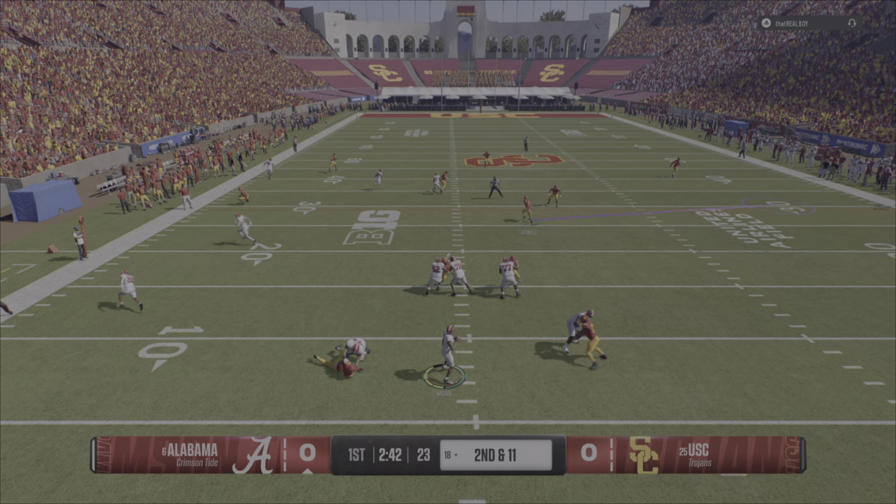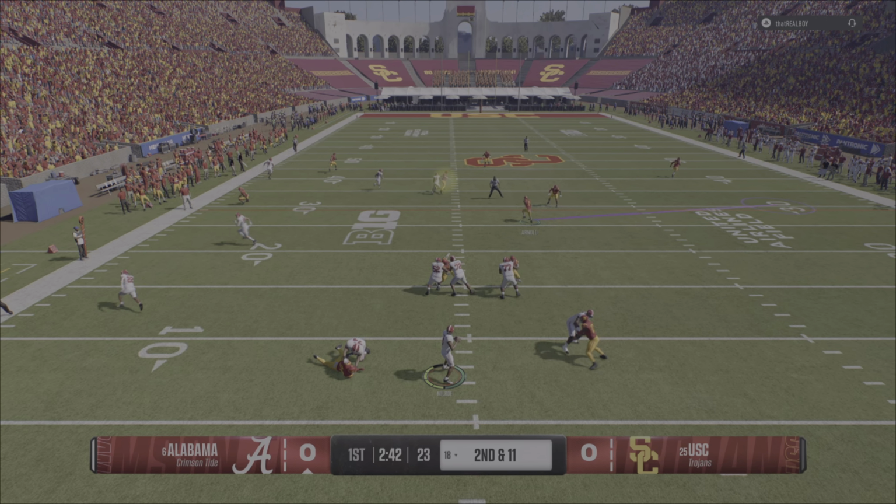So the whole idea of route concepts, route combinations, when you run curl flat, you're stretching the flat defender, or like in the dragon concept, you're attacking the curl flat defender, the apex defender. He can never be right in cover 3 zone, right? But in this instance, it's like the total opposite for the defense.